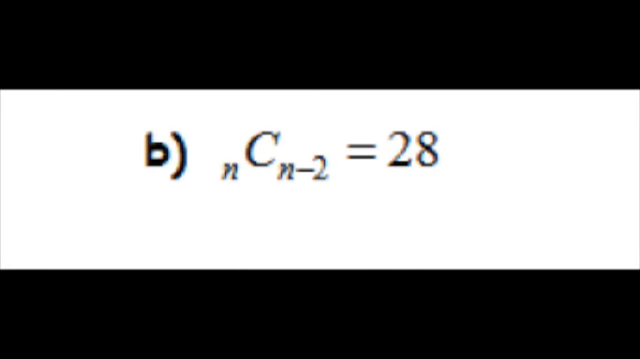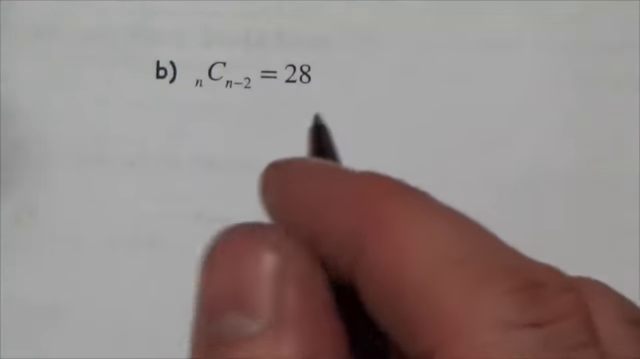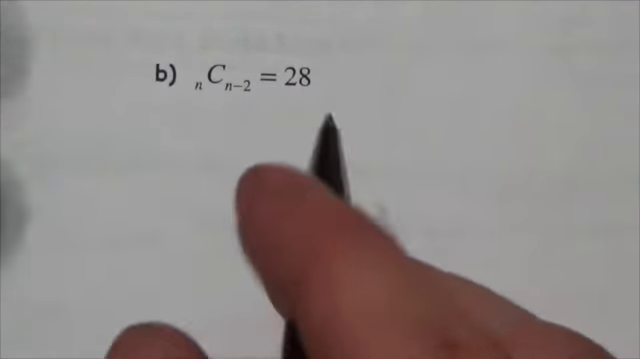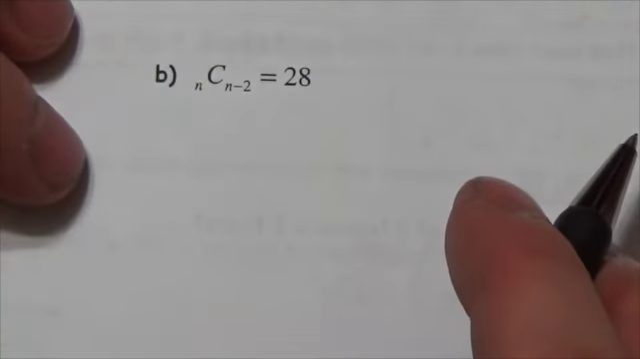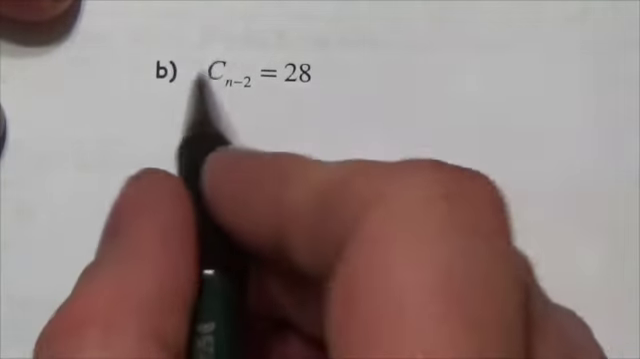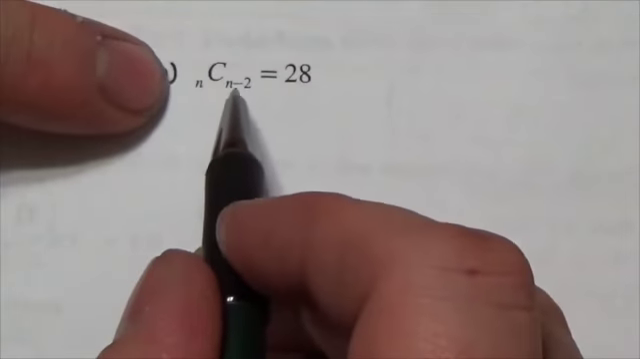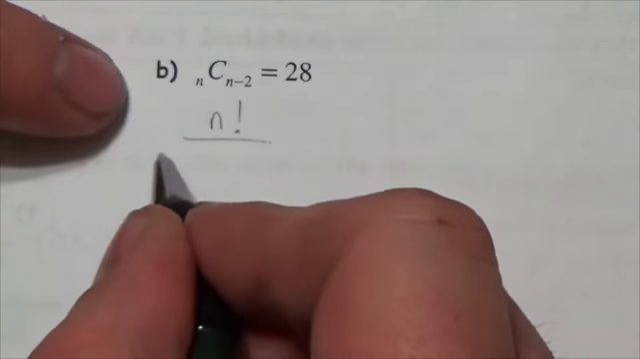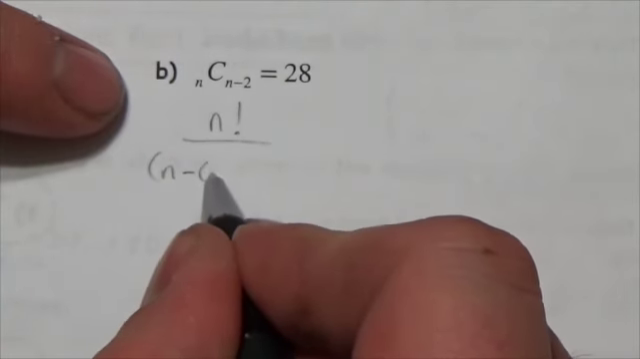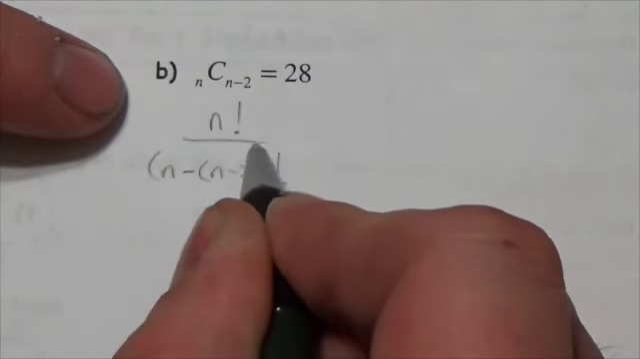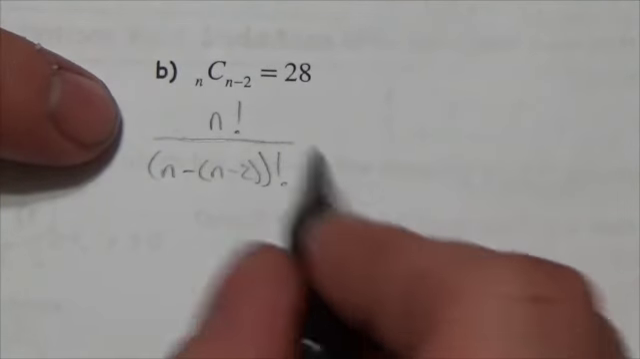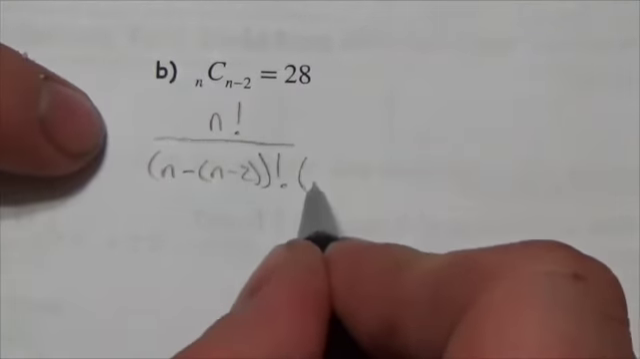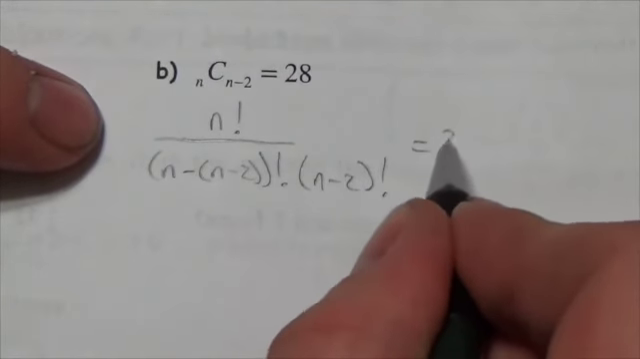n choose n minus 2 is equal to 28. Okay. Once again, the initial step here that I got to deal with is getting rid of the combination notation, converting it to the factorial notation, and then getting rid of the factorials to solve this. So, n choose n minus 2. Now notice I've got variable on both sides here. Got to be careful. So this will be n factorial over, this is going to be n minus (n minus 2) factorial. Now I hope that makes sense here. I'm not quite done. I got to finish this with the n minus 2 factorial. This is going to equal 28.